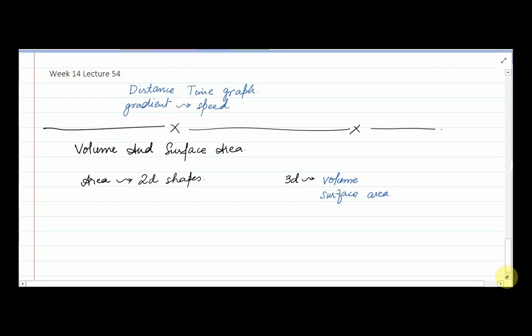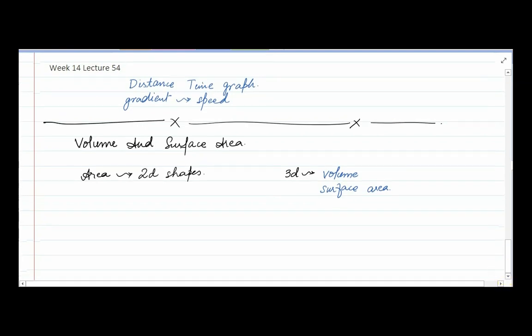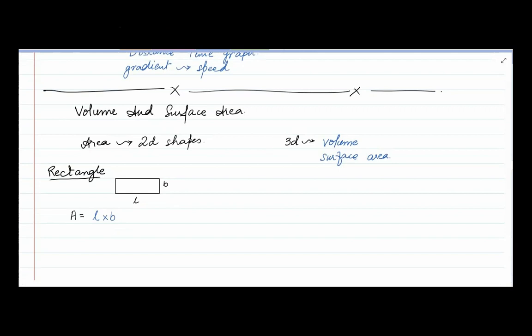But if we talk about area, then the 2D shapes that we have studied so far: rectangle, and I am going to write the working formula as well. Now we all know how a rectangle looks like. So that is a rectangle. We say the length and the breadth. So the area of our rectangle is L multiplied by B. And if we talk about the perimeter, that is represented by P.